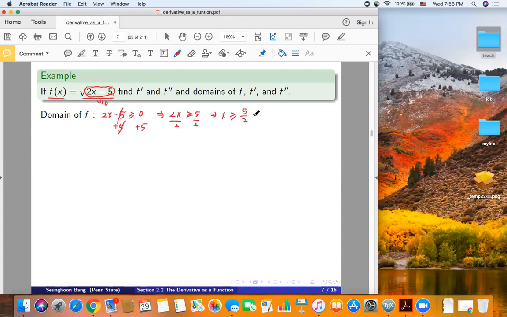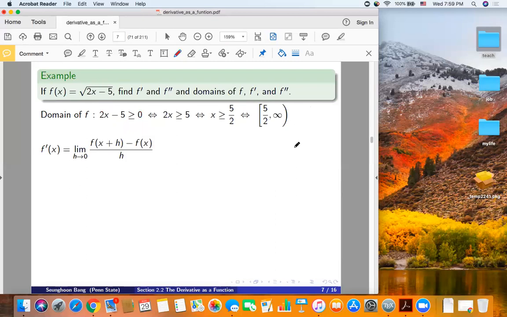This is the domain. I can use interval notation. What is this? It includes 5 over 2 till infinity. This is the domain of f. This is the idea. Like this. The next is f prime of x. I want to use the definition.